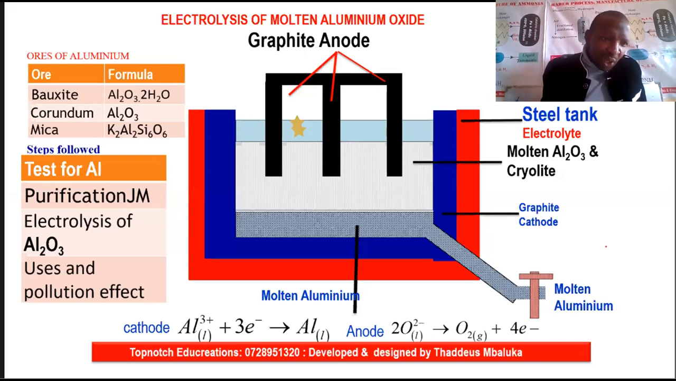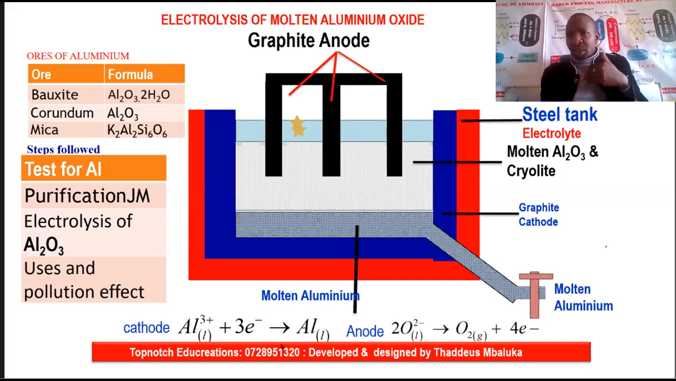Is this aluminium pure? Yeah, the aluminium that is formed here is pure. Electrolysis forms the purest product that you can ever get. So even if you want to get a pure substance, you can use electrolysis because you cannot discharge any other cation apart from the aluminium.